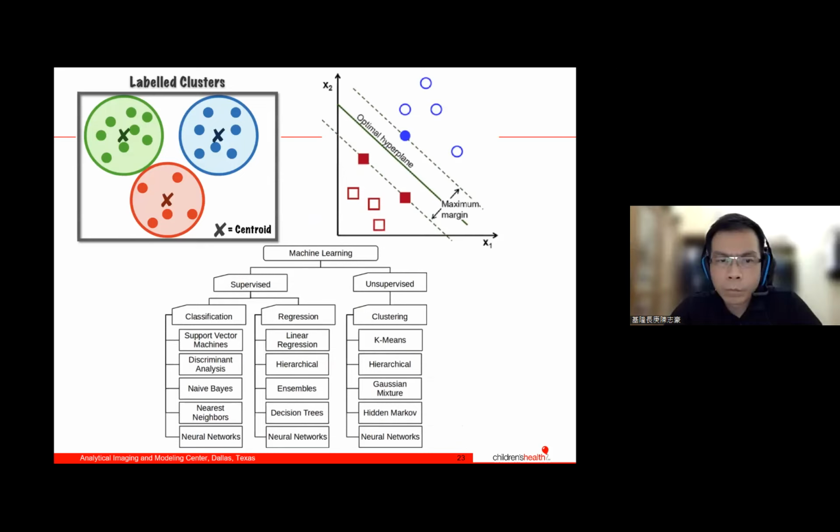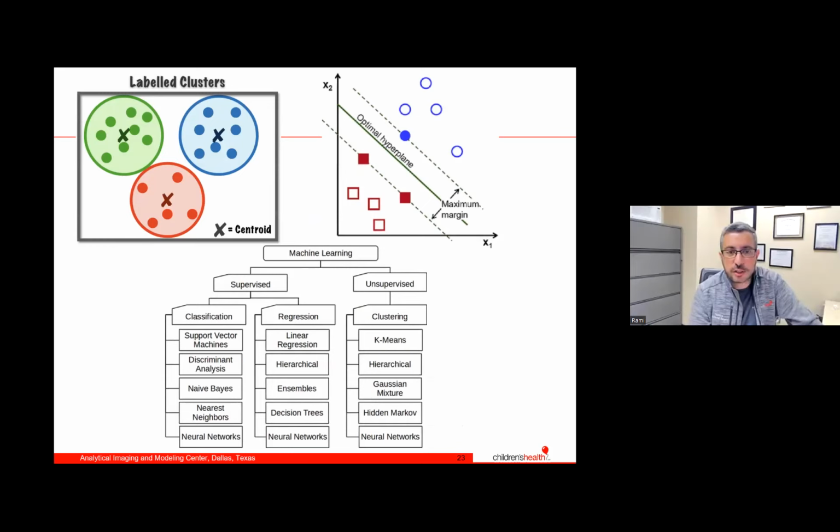In other words, if you want to use support vector machine, you have to label the data for the computer. But for K-means clustering, you don't have to do that.